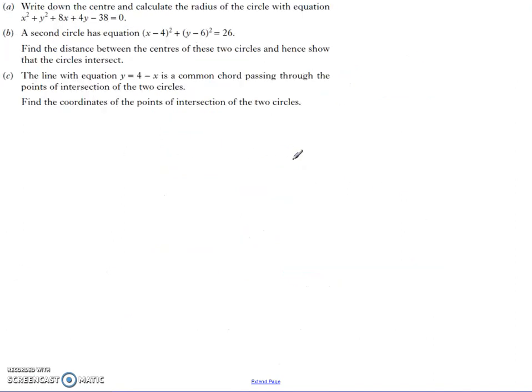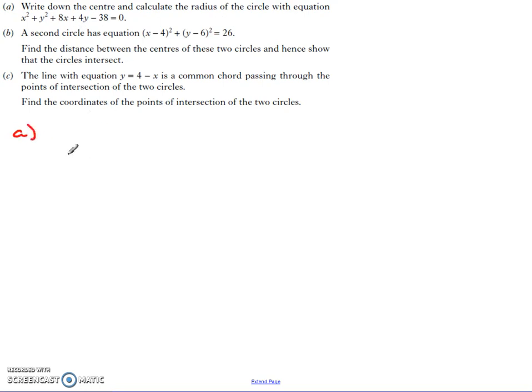The final question I set was this one here. So I've got three parts to it. Writing down the centre and radius of a circle with this equation. Second equation here, calculating distance between the centres of the two circles, showing they intersect. And then the line with the equation y = 4 - x, common chord, find the point of intersection of the two circles. So let's start with part A.